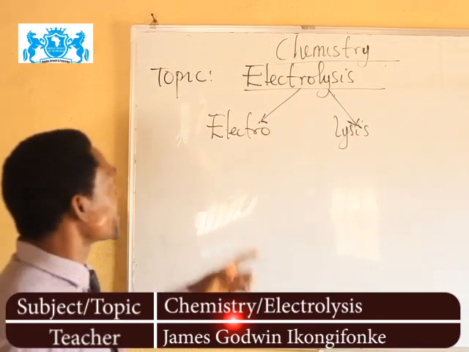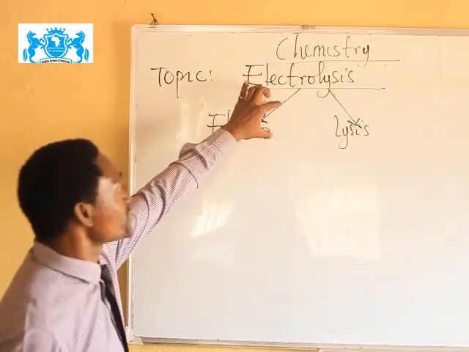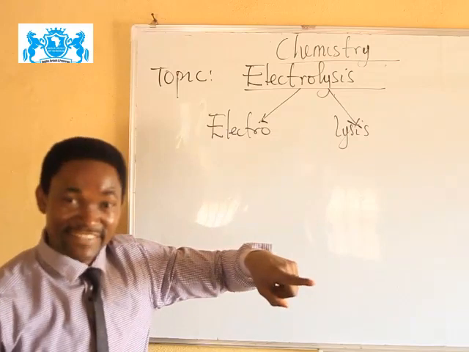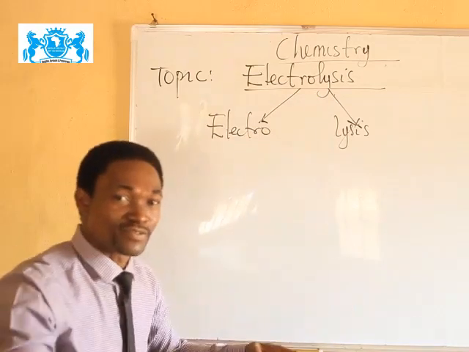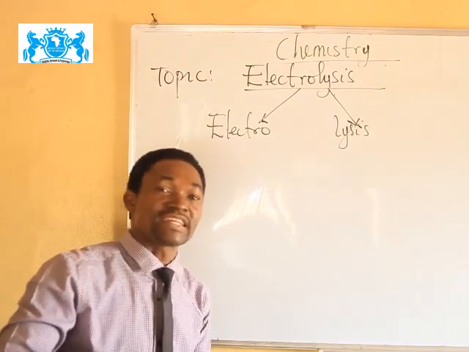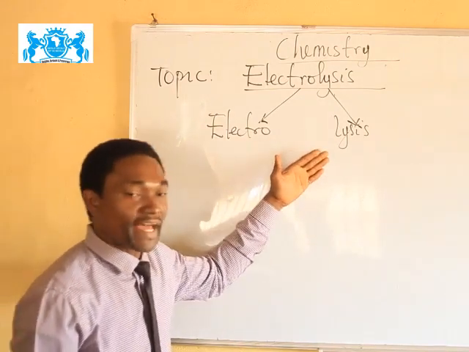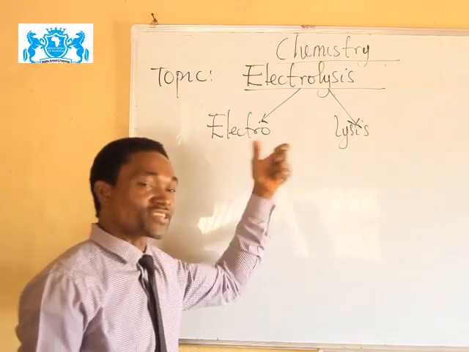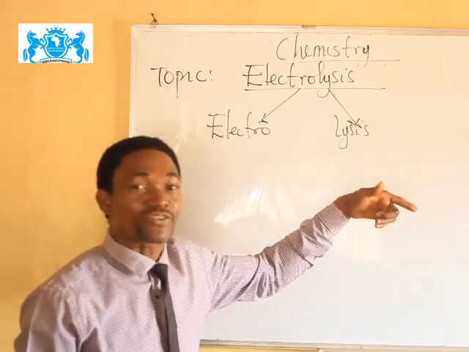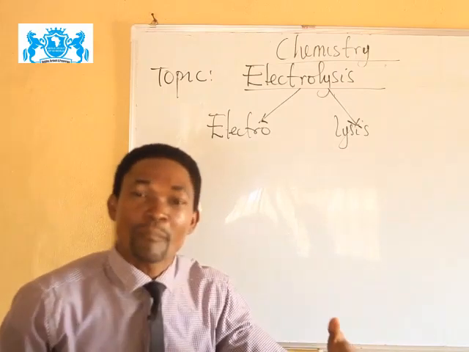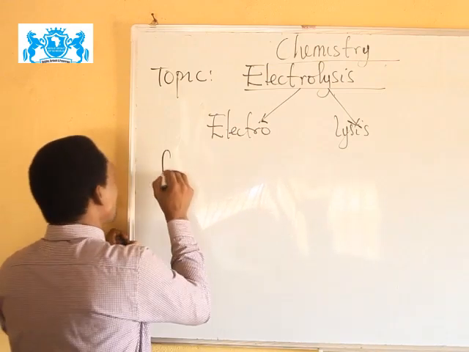Now, what does the word electrolysis imply? As from the name, as it was formed, electro means the introduction of electricity into a compound, and lysis means splitting. In science, anywhere you see the word lysis, it means breaking or splitting. So electrolysis simply implies the introduction of electricity or electric current into a compound that leads to the splitting of that compound into its component ions.